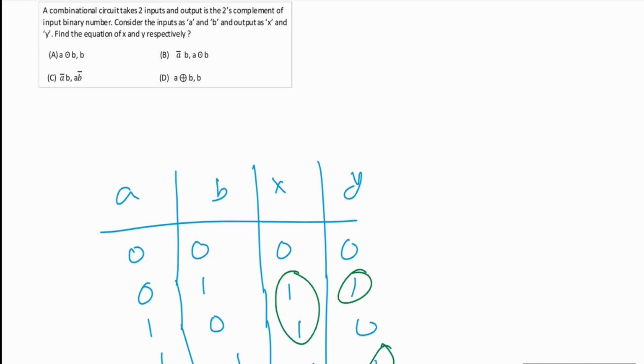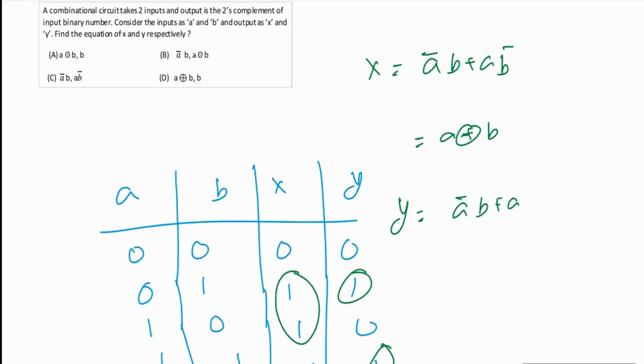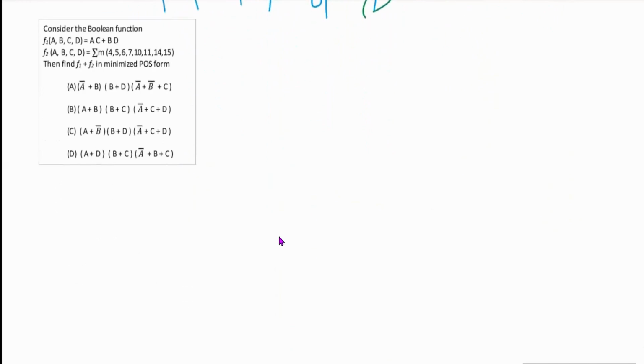Okay, so x can be represented as a bar b plus a b bar, that is a XOR b. And y can be represented as a bar b plus ab, that is nothing but if you take b common, that is a plus a bar, that is b, because a plus a bar is 1. Okay, so if I check my answer, I can find out that a XOR b and b is there in this D option. Let's go to next question.